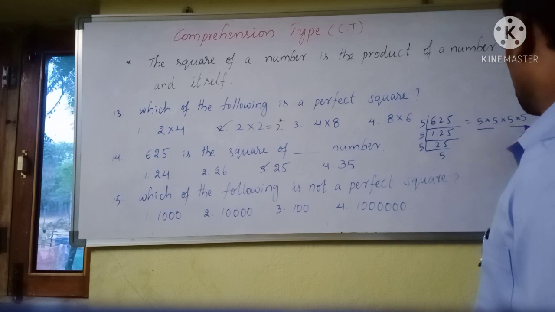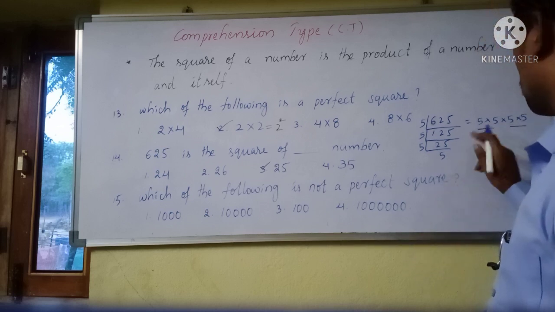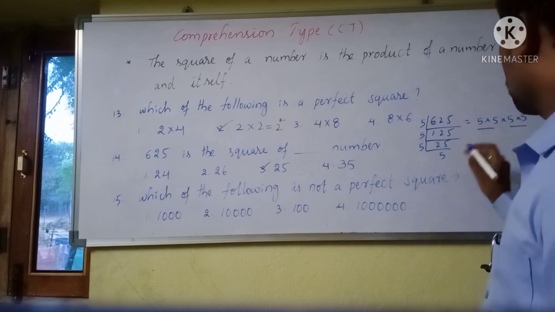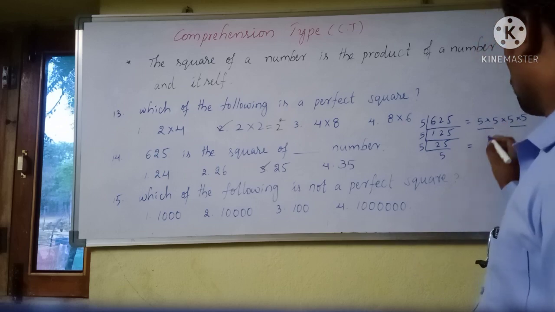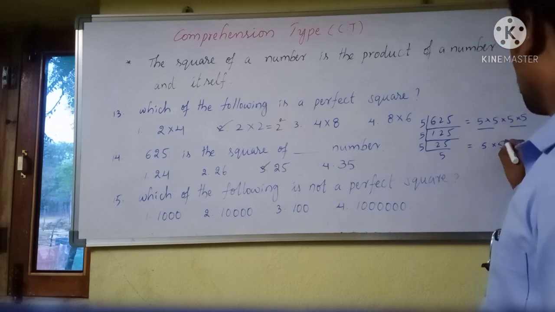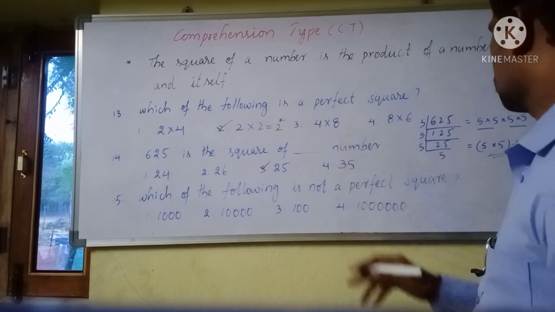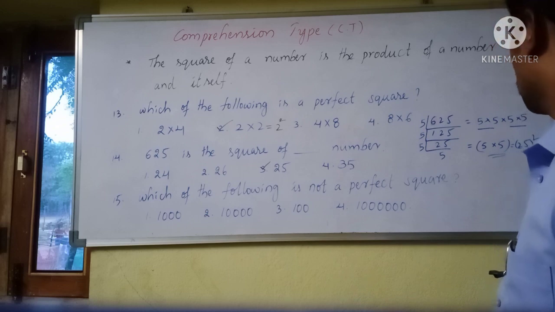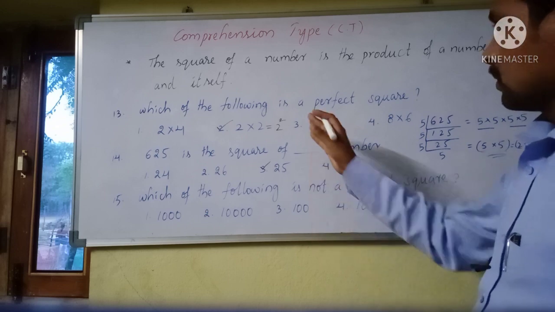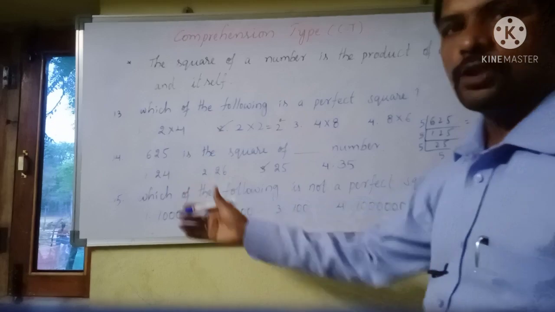If it is a square value, the factors should be in pairs. Then 5 into 5, that is 25, so 25 square is equal to how much? 625.